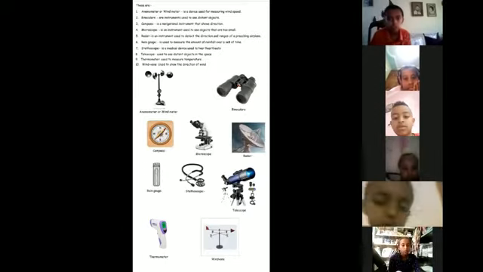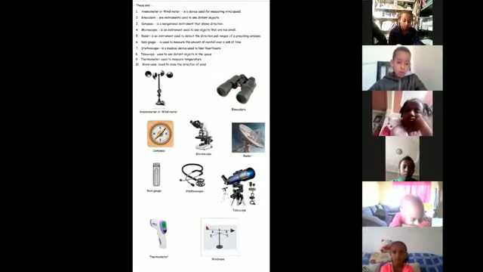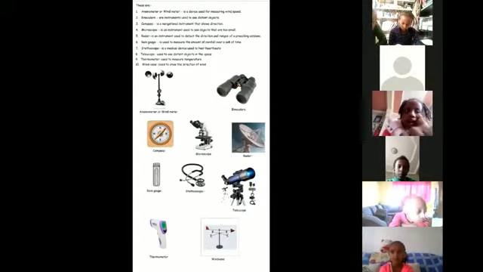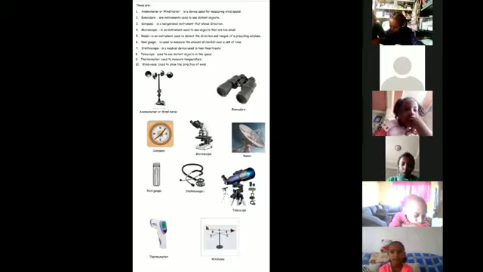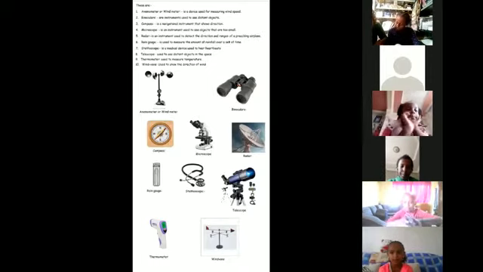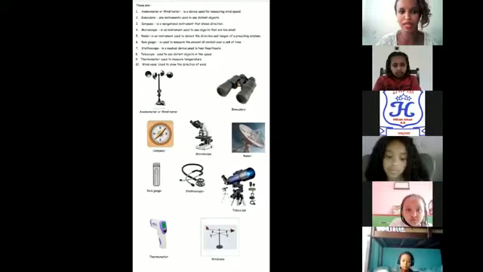The sixth one is what? Rain gauge. It is used to measure the amount of rainfall over a set time. Over a set time, it is used to measure the amount of rainfall. Stethoscope is the seventh one, and it is a device used to measure the heartbeats of people. It could be animal or people.